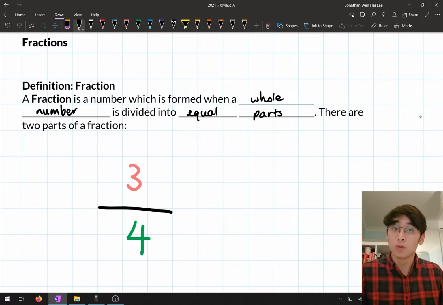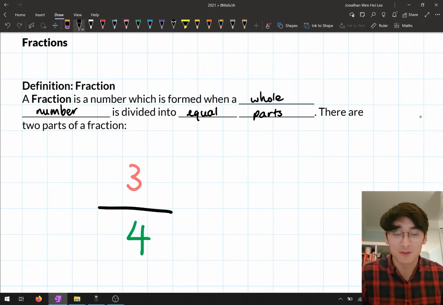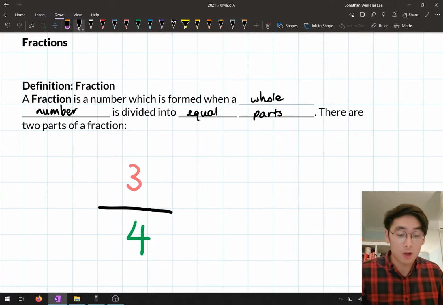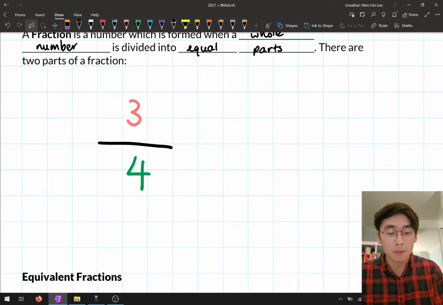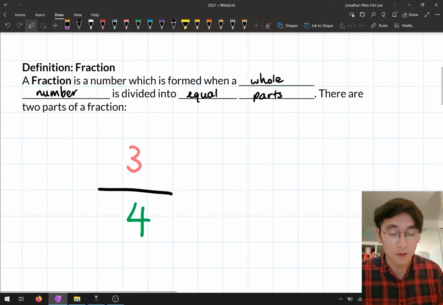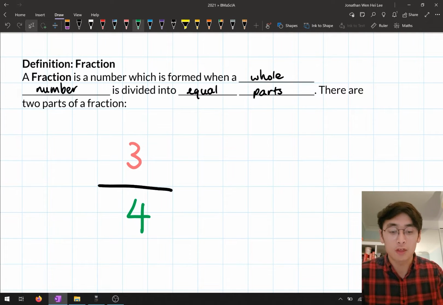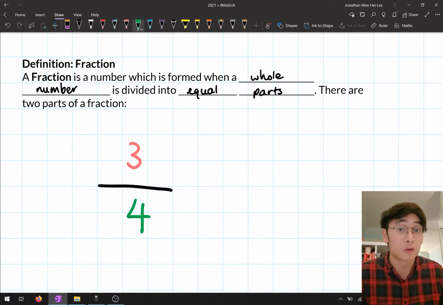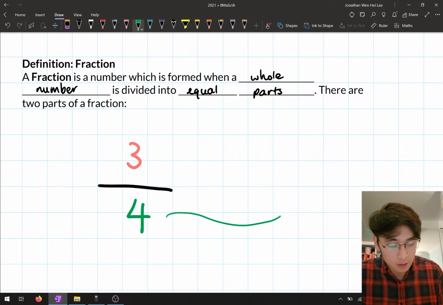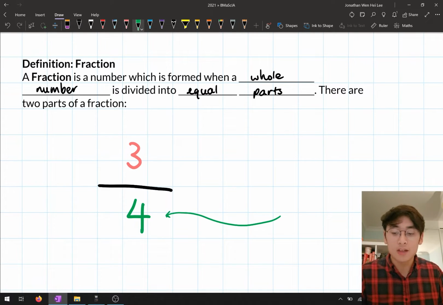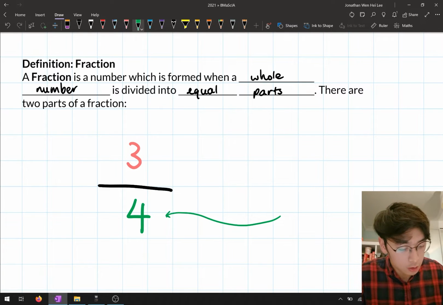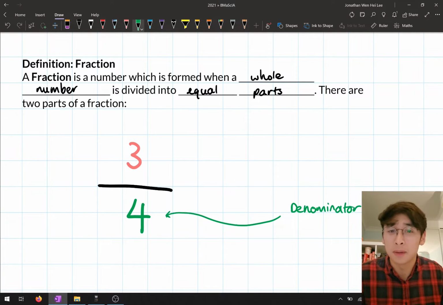There are two parts of a fraction. I'm actually going to talk about a third just as a fun bit of trivia. I've got an example of a fraction here: 3 over 4, or sometimes you would also call this 3/4. We're going to first talk about the number at the bottom. This number here at the bottom is called our denominator, and we talked about this in algebra a bit.